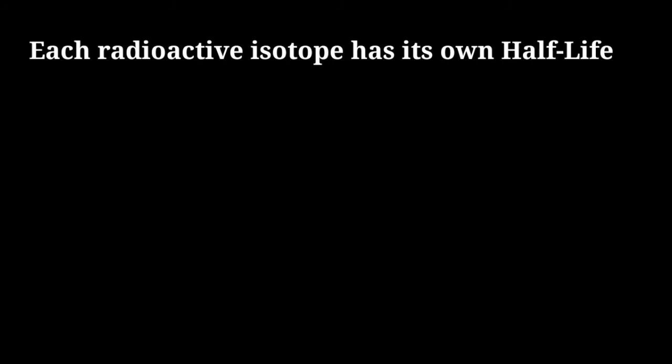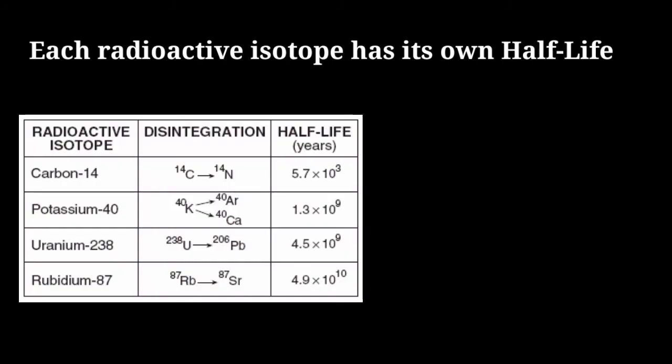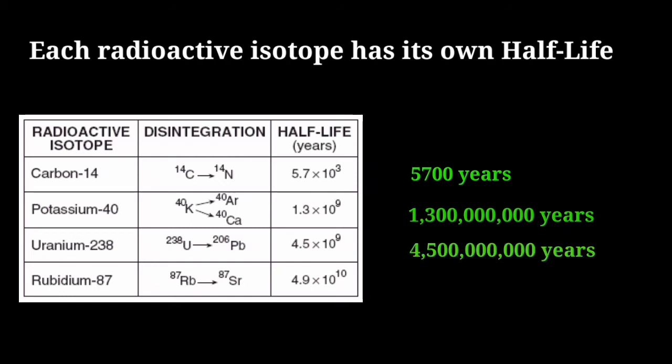The unique idea about radioactive isotopes is that each radioactive isotope has its own half-life. For example, carbon-14 has 5,700 years, potassium-40 has 1.3 billion years of half-life to decay, uranium-238 is 4.5 billion years, and rubidium-87, 49 billion years, is a huge amount of time to decay. What's key about the half-life? Its half-life never ever changes.